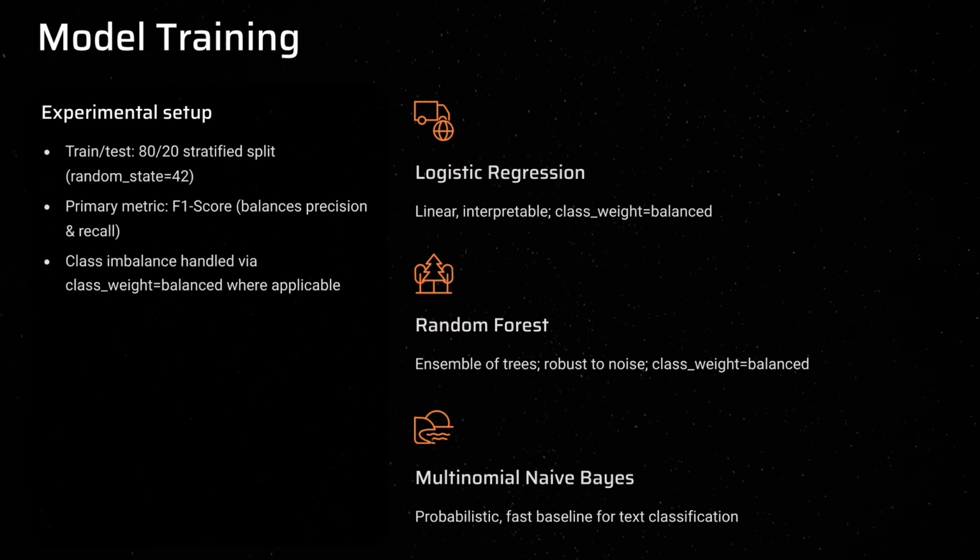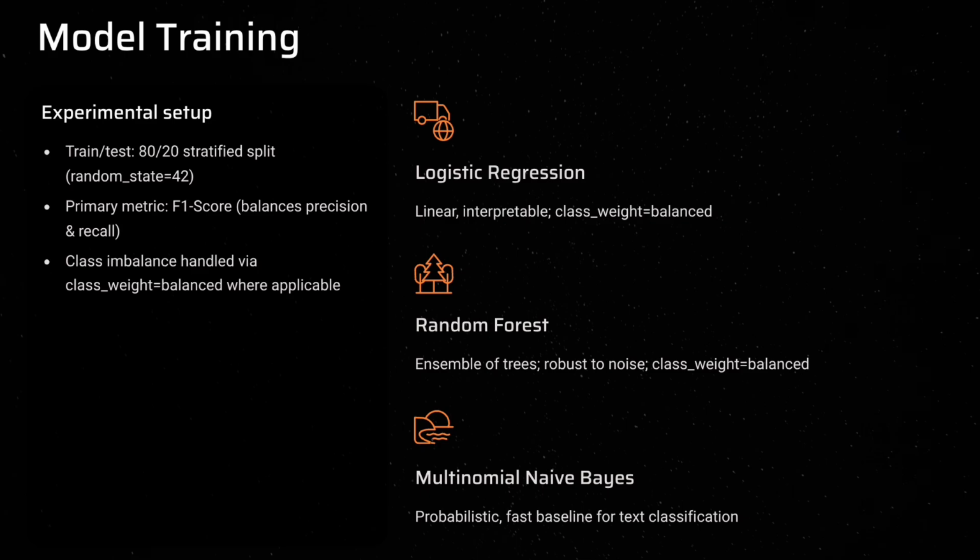The first model is Logistic Regression. Despite its simple name, Logistic Regression is a powerful linear classifier that works extremely well on high-dimensional sparse text like TF-IDF matrices. It is fast, interpretable, and produces well-calibrated probability estimates. Meaning, when it says an email is 90% likely to be phishing, it really is phishing about 90% of the time.